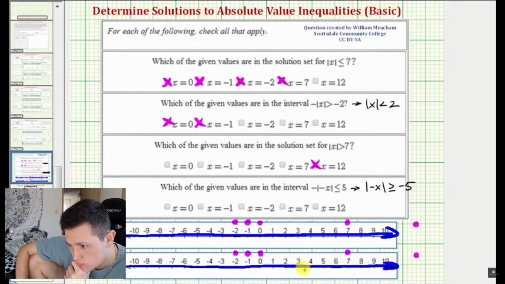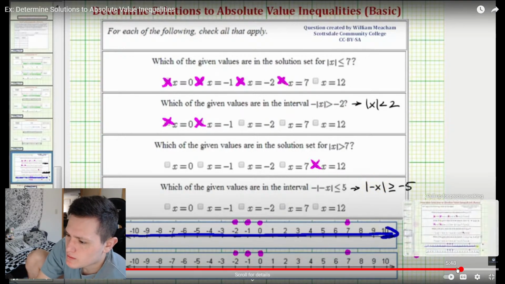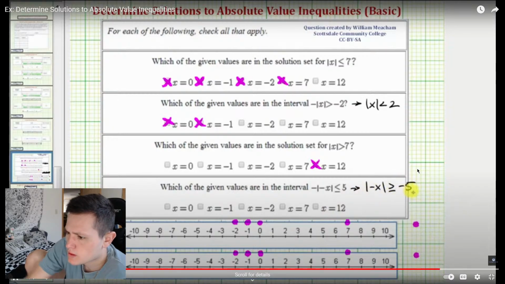You can pick any real number, pick the opposite of it, and determine its distance from 0. First, it is greater than negative 5.